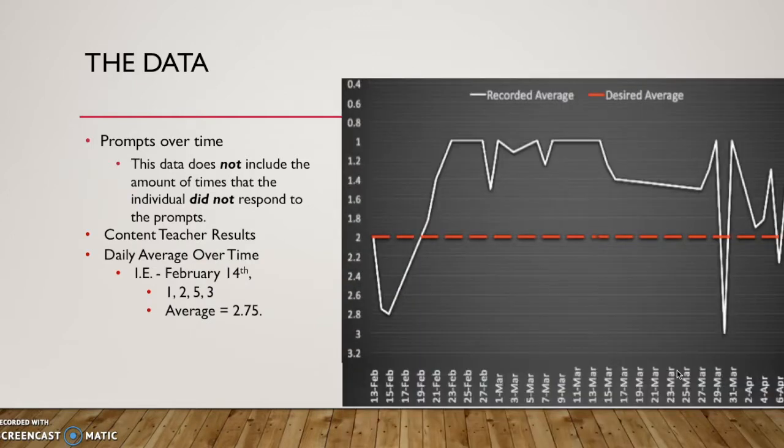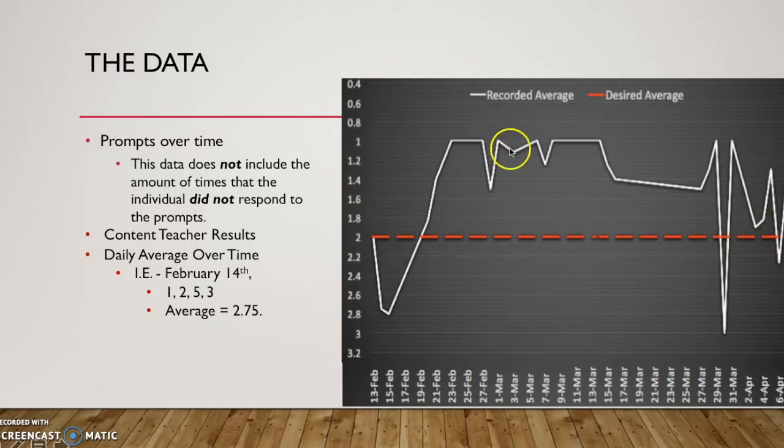The second graph is a lot more specific due to the recorded averages of prompts to answered questions. I hope that made sense. I will describe it quickly. The daily average over time: for example, February 14th, which is right here, he was given 1 prompt, 2 prompts, 5 prompts, and 3 prompts, 4 different questions. When averaged out, he responded at a 2.75 average rate, which would put us right there. The dotted red line shows the desired average.